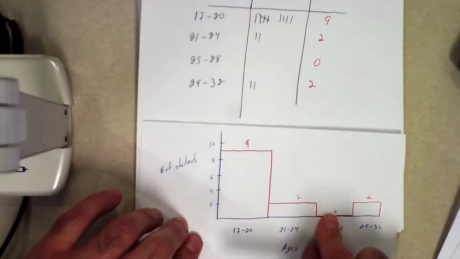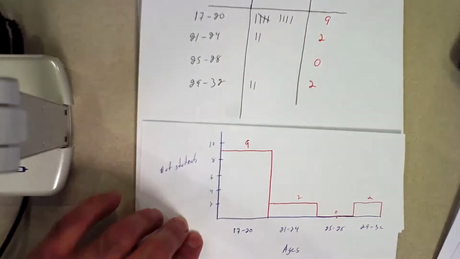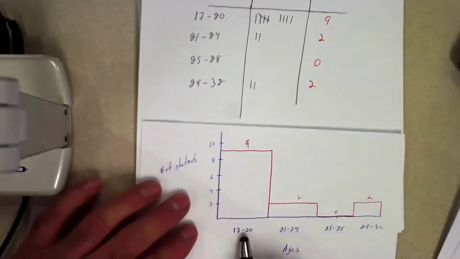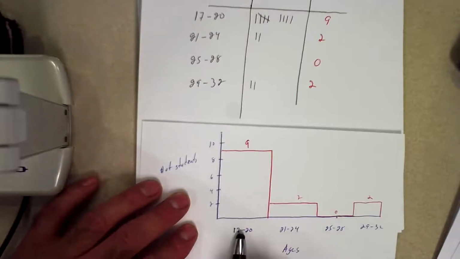This one didn't have anything, so it's 0. And we have 2. Right. So the only difference is that on a grouped histogram, these horizontal legends, we didn't have like the other ones, type O, type A, type B, type AB. Here you have the intervals of the ages.